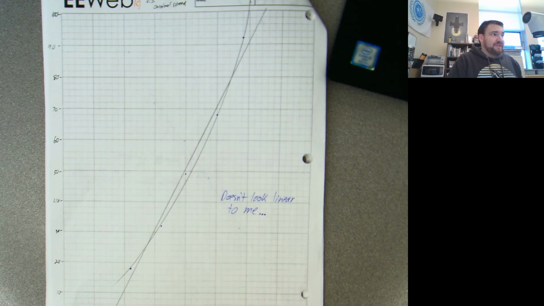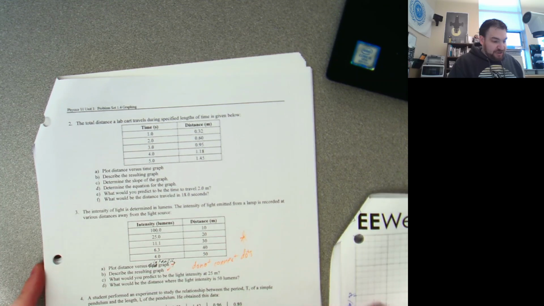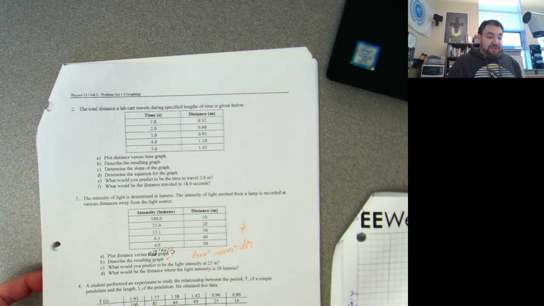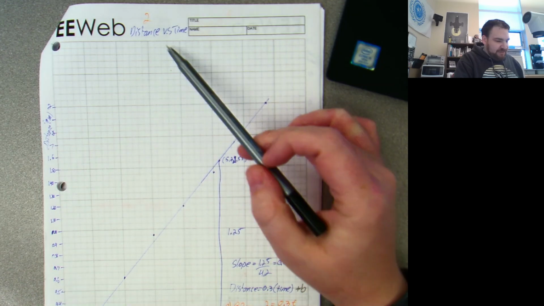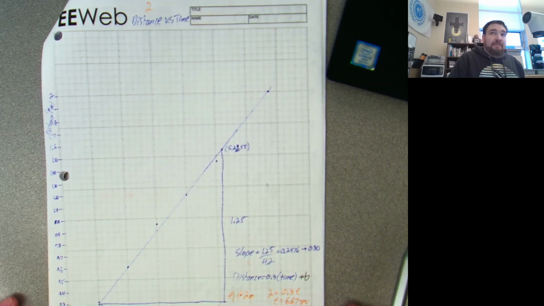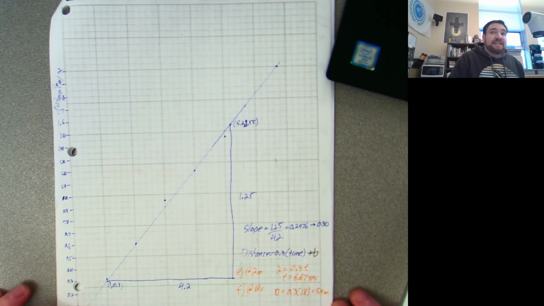Comments, questions, concerns on this guy? Okay, cool. Question 2 was this guy here. The total distance a lab cart travels during specific lengths of time is given below. This is what my graph looked like for this one. So I've got my title, distance versus time. These scales are, again, based on the data that I've got.